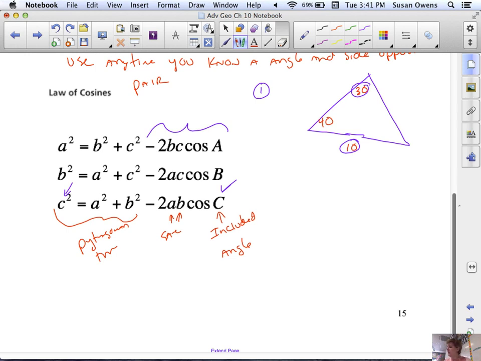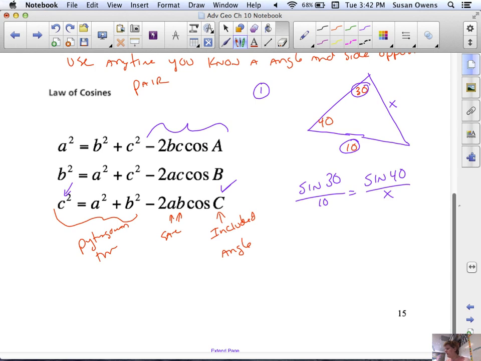So since I know this angle, I can use it to find this side. So I'll call him x. And what the law of sines says is the sine of any angle divided by the side that's across from it is equal to the sine of any other angle divided by the side that's across from it. And then I can solve this for x.